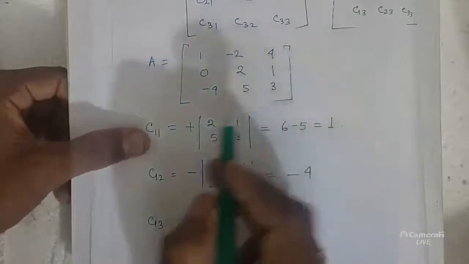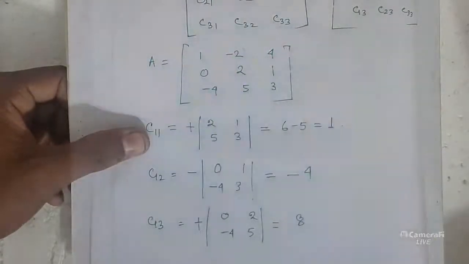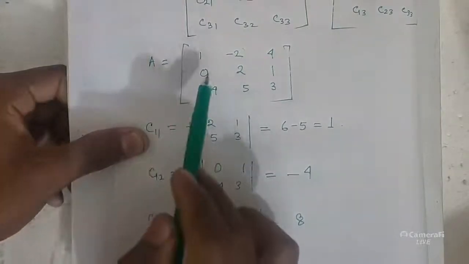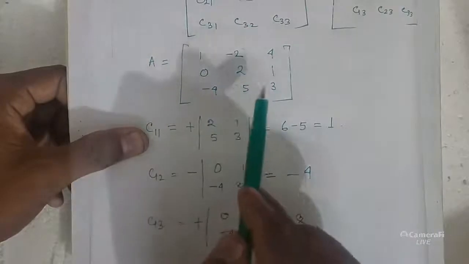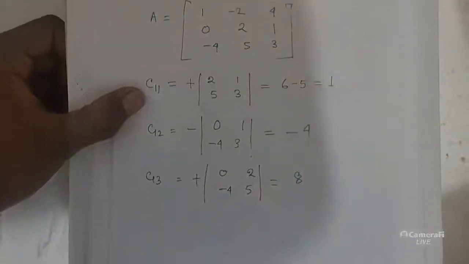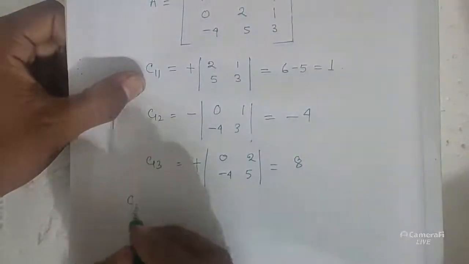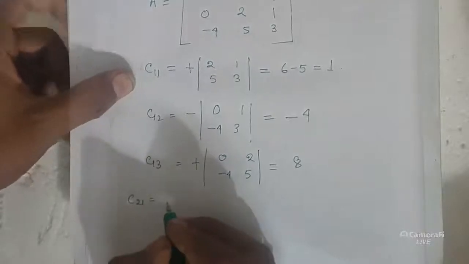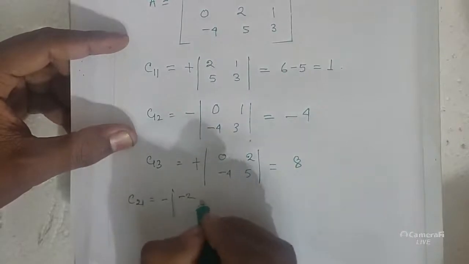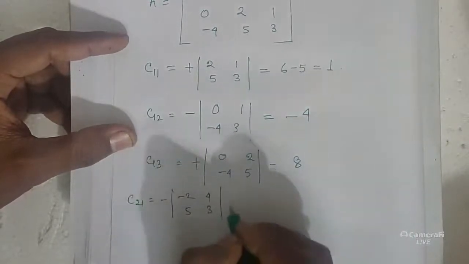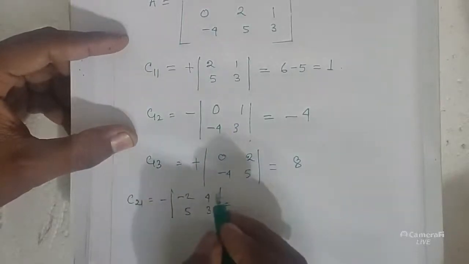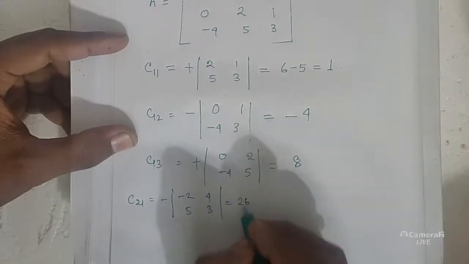In this way we have to find all the cofactors: C11, C12, C13, then C21, C22, C23, C31, C32, C33. All the cofactors we have to find. So let us find all the cofactors. C21 equals minus of the determinant -2, 4, 5, 3. That equals -6 minus 20, so plus 26.